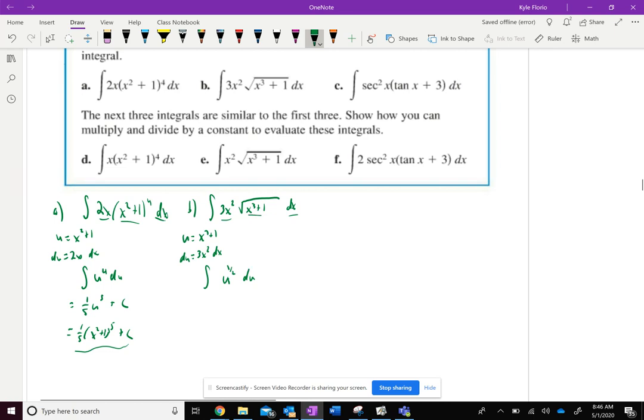So yeah, use that power rule. That's going to be 1/2 plus 1 is 3/2, u to the 3/2 over 3/2. Dividing by 3/2 is the same thing as multiplying by 2/3. So I get 2/3 (x cubed plus 1) to the 3/2 plus some constant.